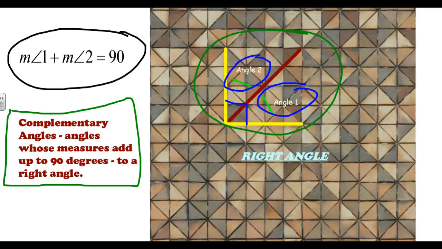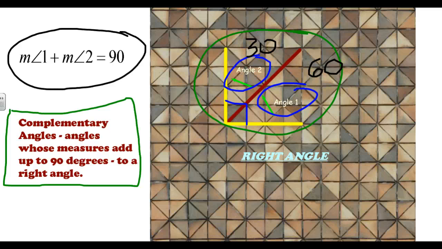So if angle 1 were 60 degrees, we could find out then what angle 2 would have to be by taking that 60 away from 90. Angle 2 then would have to be 30 in order for angle 1 plus angle 2 to equal 90. And so that's the whole idea behind complementary angles. I think it's something you've probably seen before. If not, it's pretty straightforward like that.